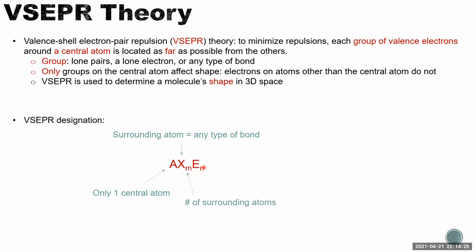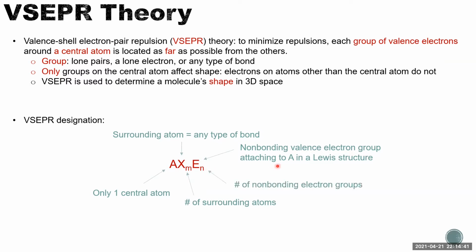The uppercase E refers to the non-bonding valence electron group attached to A in a Lewis structure. The subscript n refers to the number of non-bonding electron groups. Okay, as I said, non-bonding electron groups can be either a pair of electrons or a lone electron. Okay, so a few things to keep in mind. Both X and E, both atoms and lone pairs or lone electrons, are the groups attached to A. Okay, we only care about what is around A.